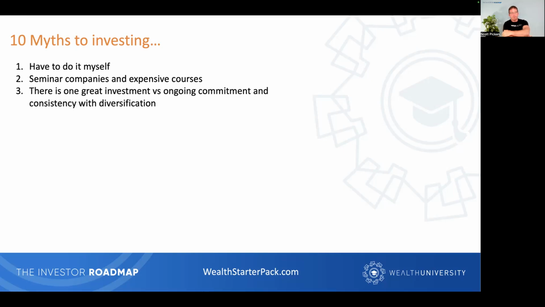Three, one great investment versus ongoing commitment to consistency with diversification. Some people think, oh, I've told you already, it's Google or it's Uber or it's Bitcoin or whatever it is, versus just the commitment to ongoing consistency and diversification. Four, buying a single house or apartment. I want to diversify, so I'm going to go buy a house in London or Manchester or something. Such a load of rubbish. You've got all your assets tied up in one asset, one country, one currency, one partner. You might as well take all your eggs and put them in one basket.